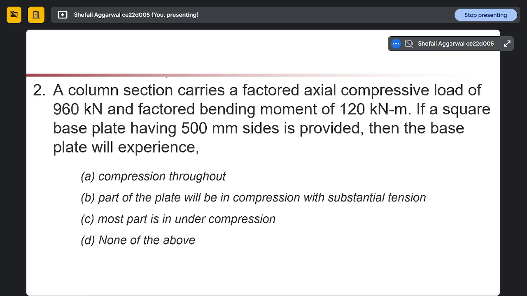Next question: a column section carries a factored axial compressive load of 960 kilonewton and a factored bending moment of 120 kilonewton meter. If a square base plate of 500 size is provided, then the base plate will experience compression throughout, part of the plate will be in compression with substantial tension, most part is under compression, or none of the above.